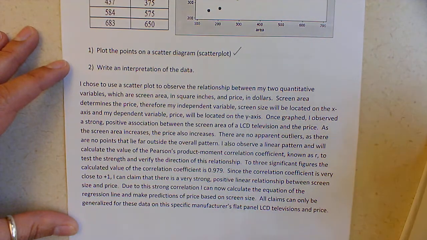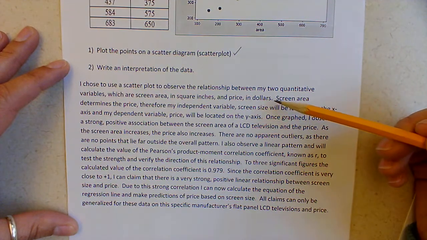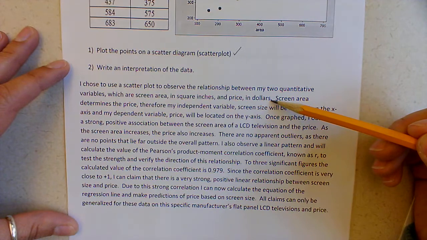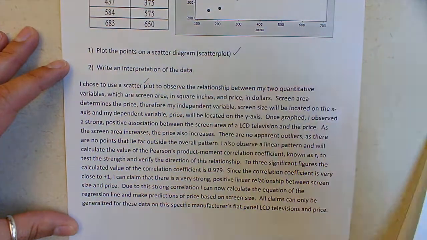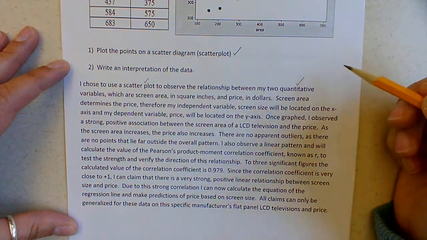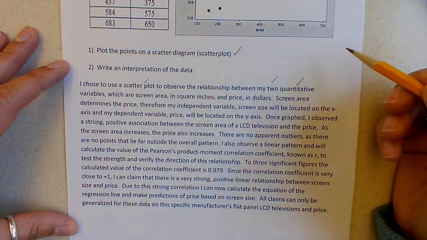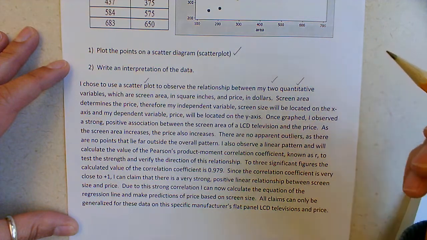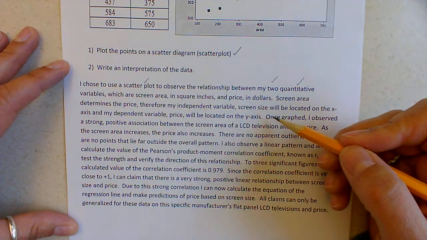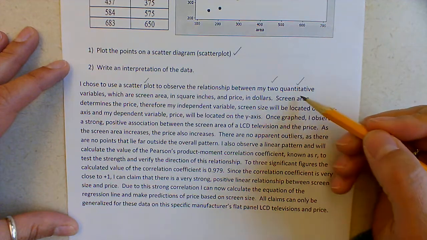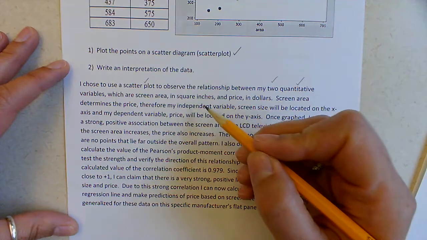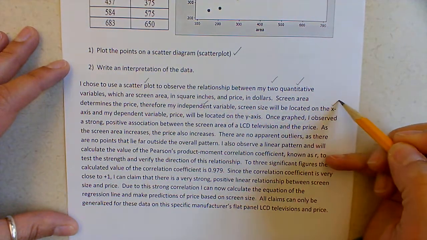Let me read through this and tell you why I wrote each sentence, and also check off the elements that we need. This first sentence here tells me why I used a scatter plot. The reason I used a scatter plot is because I have quantitative variables. When I have two quantitative variables, I want to see the relationship in the best way, as a scatter plot. Then I told you where I actually am going to locate the screen area and the size.